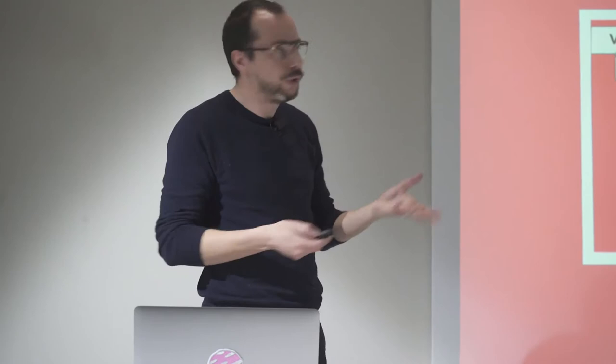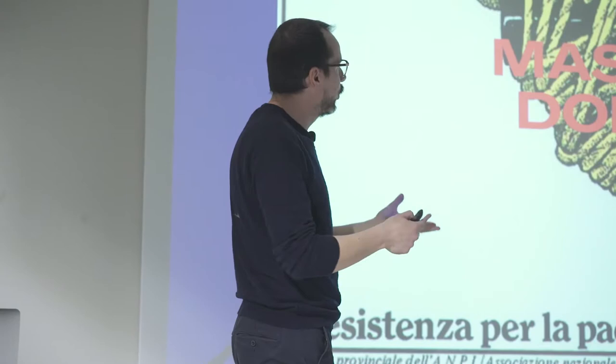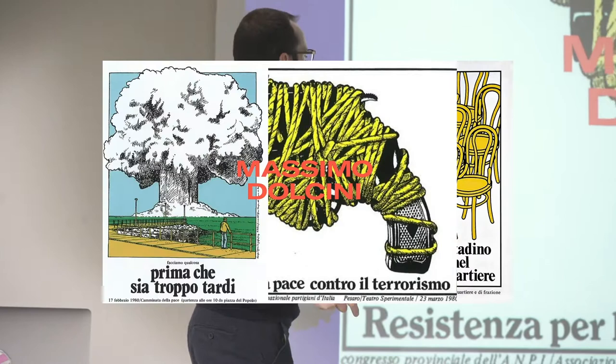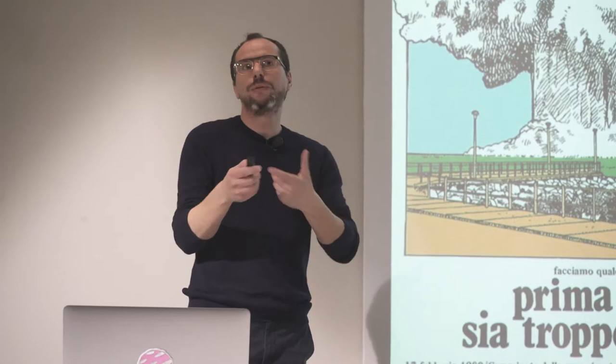Obviously, we also had, in modern times in Italy, designers such as Massimo Dolcini, who worked a lot in this, using graphic design to drive a change. So, sorry, I repeat this one. It's every citizen has a place in the district or in the city council. This one is resist for the peace against terrorism. So he made these graphic posters that were very strong. He called it Grafica di Pubblica Utilità, public utility graphic.